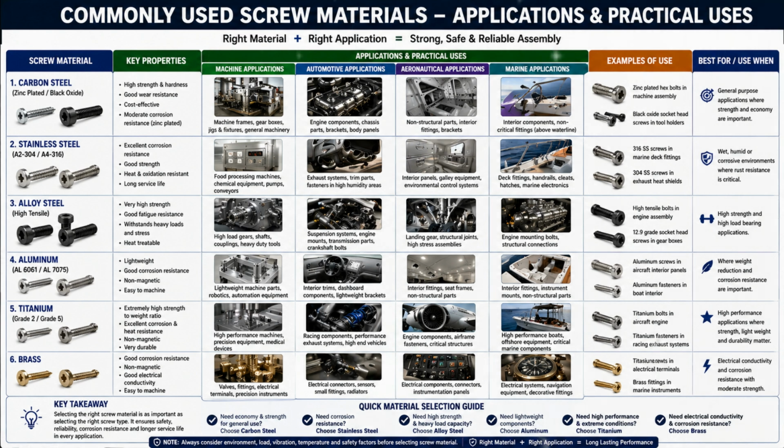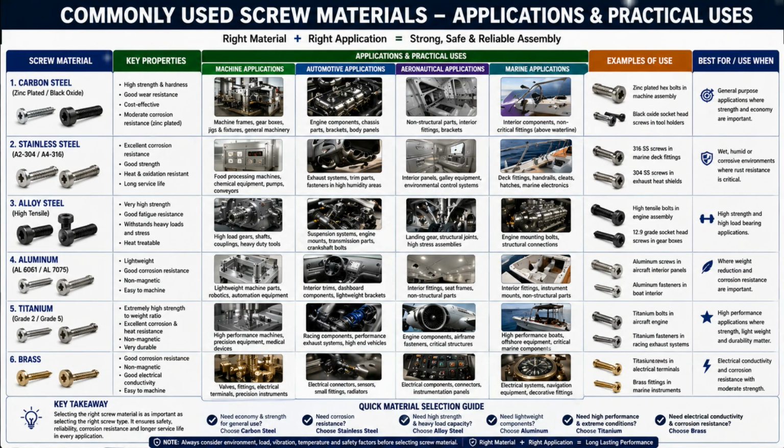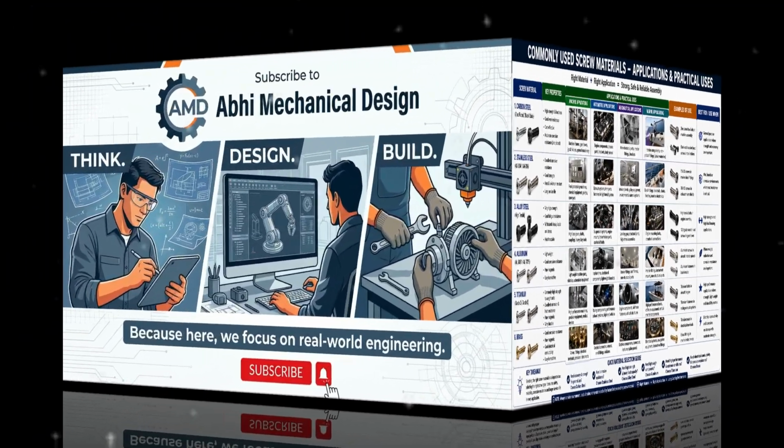Brass, electrical appliances. Now think practically: marine environment, stainless steel; engine mounting, alloy steel; aircraft interior, aluminum; electrical system, brass. Same screw, different material, completely different performance. So remember this clearly: there is no best screw, there is only the right screw for the right application. And this is what separates someone who studied engineering from someone who understands engineering.